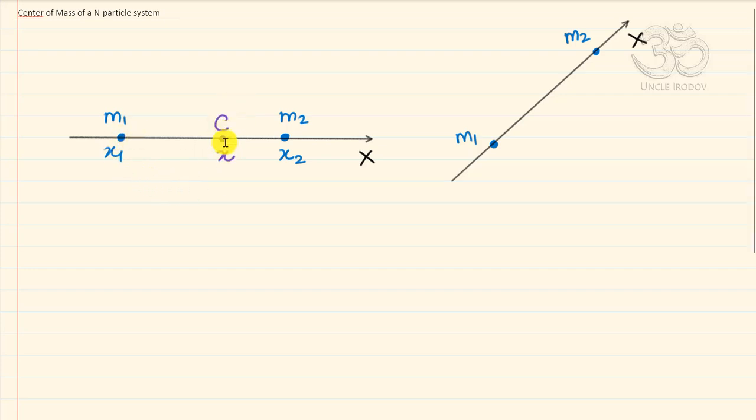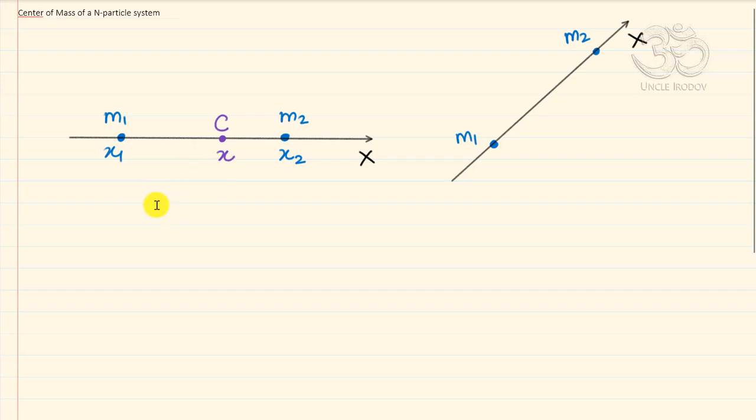Now when I take care of all the signs and solve this problem, if x is less than x1, then I know that the center of mass is to the left of m1. If x is more than x2, then I know that the center of mass is to the right of these two particles. And if x lies between x1 and x2, then I know that the center of mass is indeed in between these two. So no harm in taking this point C anywhere and assuming the x coordinate of this point to be x, and then solving it and seeing what the sign or value of x is.